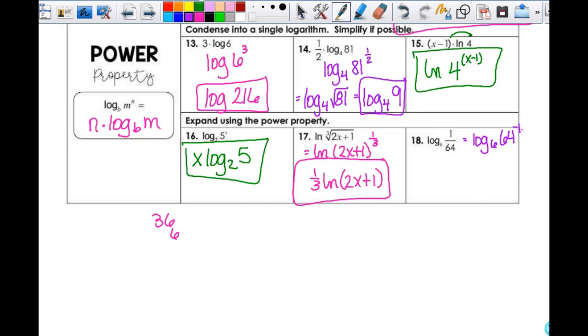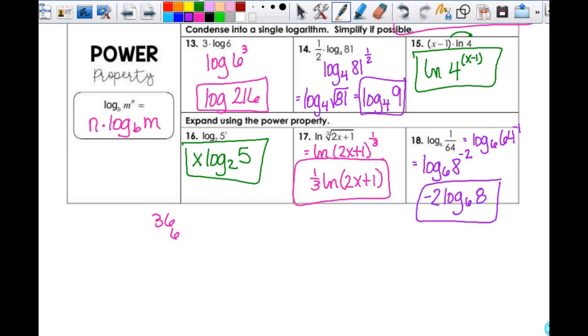Could I come up with something besides the base of 64? I could actually use like 8, 4, or even 2 as the base. Let's just use 8. So if I wanted to change this some more, I could make this log base 6 of 8. And I know this would be negative, but it would be the negative what? 2 power. Okay, you with me? So far I'm just rewriting it. These all mean the same thing. It will all get me back to 1 over 64. So now that I have a power up here, this becomes -2 times log base 6 of 8.